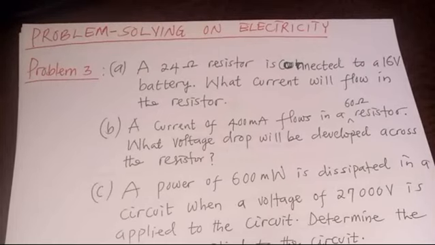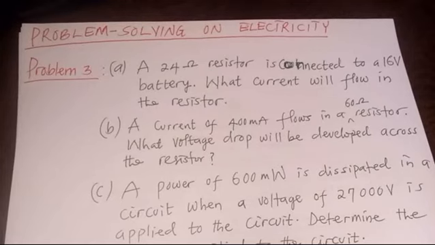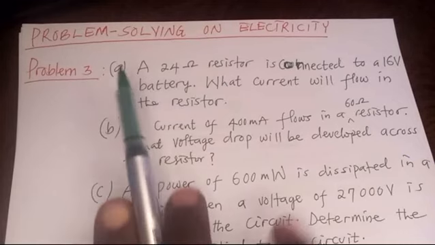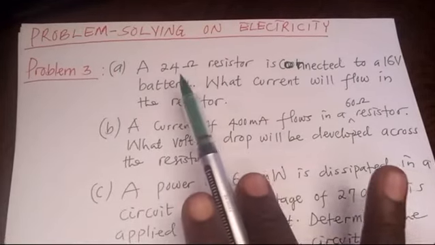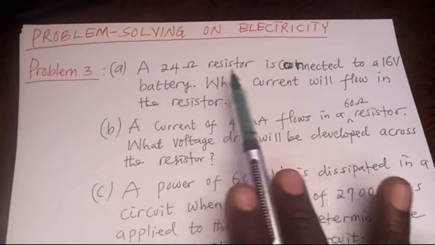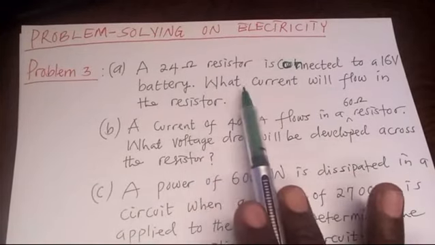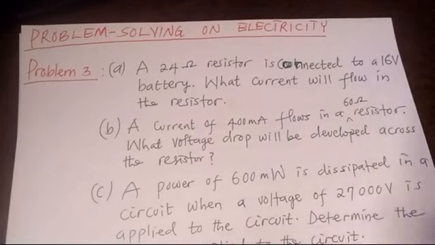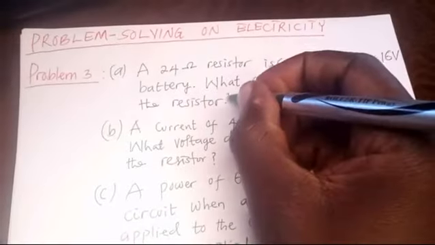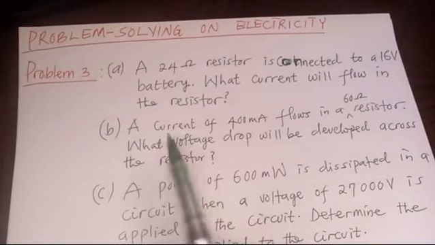As usual, we are solving problems on electricity. Today we will solve problem 3. Problem 3 has three parts, the A, B and the C part. We have the A part of the problem. It says a 24 ohms resistor is connected to a 16 volt battery. What current will flow in the resistor? This should be a question mark.